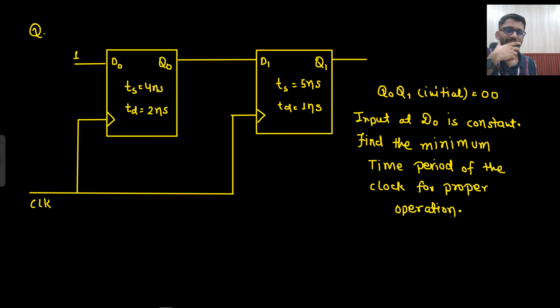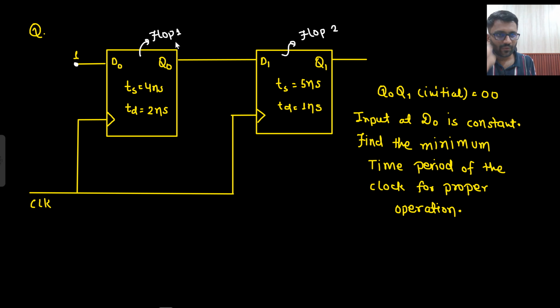Now what is happening here? This is one flop, this is another flop. Output of this flop is fed to the input of this flop, and this is your output. These two are the clocks. Both are given at the same time. Both flops are having the clock at the same time. This I am calling flop 1, and this I am calling flop 2. Flip flop, basically I am calling it flop.